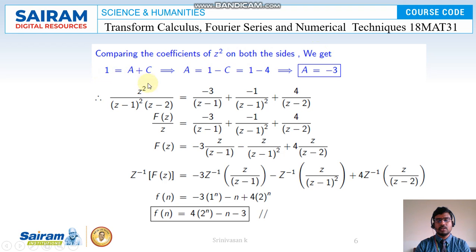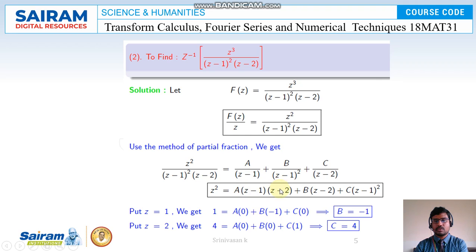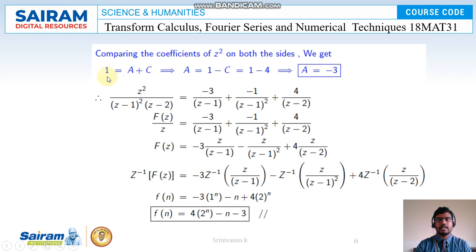So 1 equal to, see here, compare z square: a contains z square and c contains z square, b does not contain z square. So z square equal to a plus c. And here compare the coefficient, 1 equal to a z square plus c z square, we can compare only the coefficient. So 1 equal to a plus c, and a equal to 1 minus c because we know the c value. So 1 minus 4, a equal to minus 3.